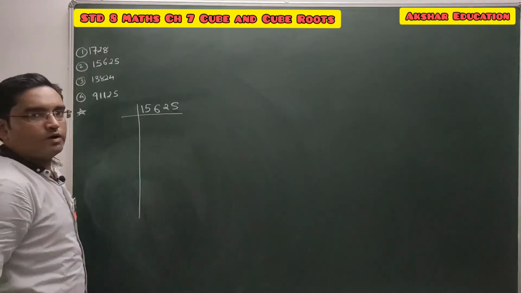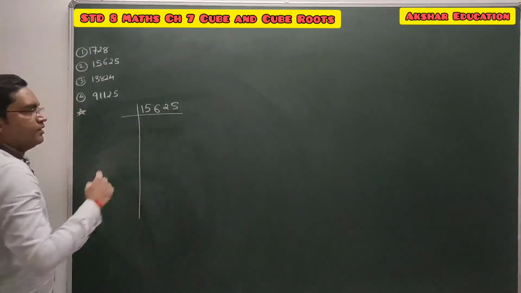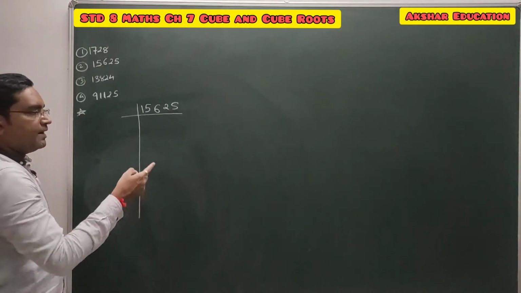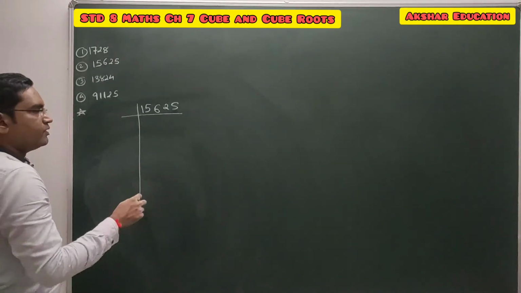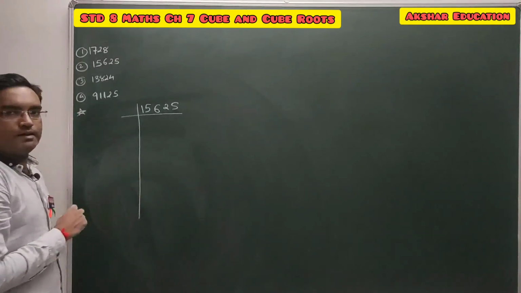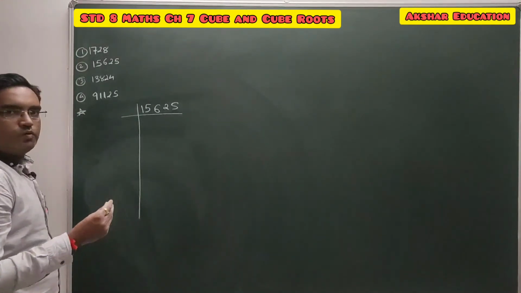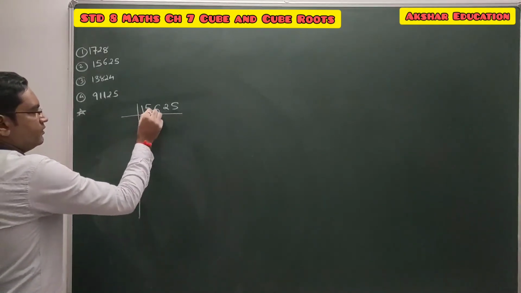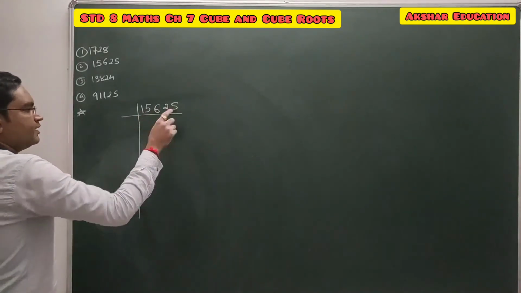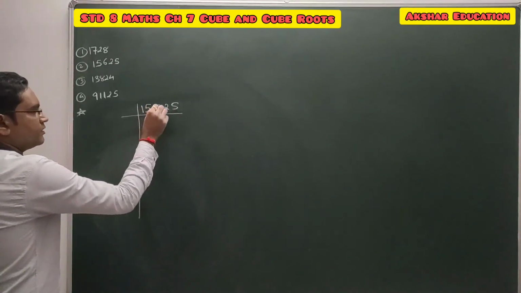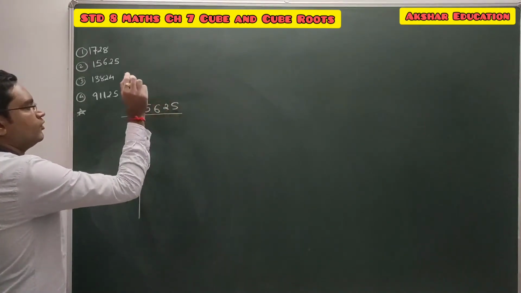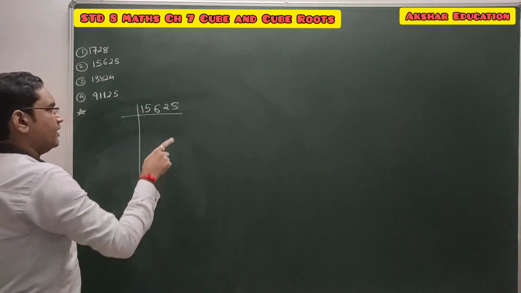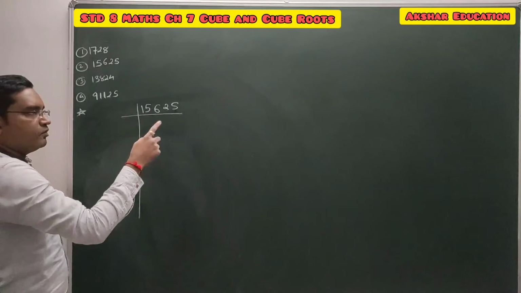So this number is not divisible by 2 because this is not an even number, this is an odd number. So divisibility test by 2 is failed. Now you have to check the divisibility of this given number by 3. For that you have to consider the sum of digits of given number. So here digits are 15625. So their sum is 5 plus 1, 6 plus 6, 12 plus 2, 14 plus 5, 19. So 19 is not divisible by 3.